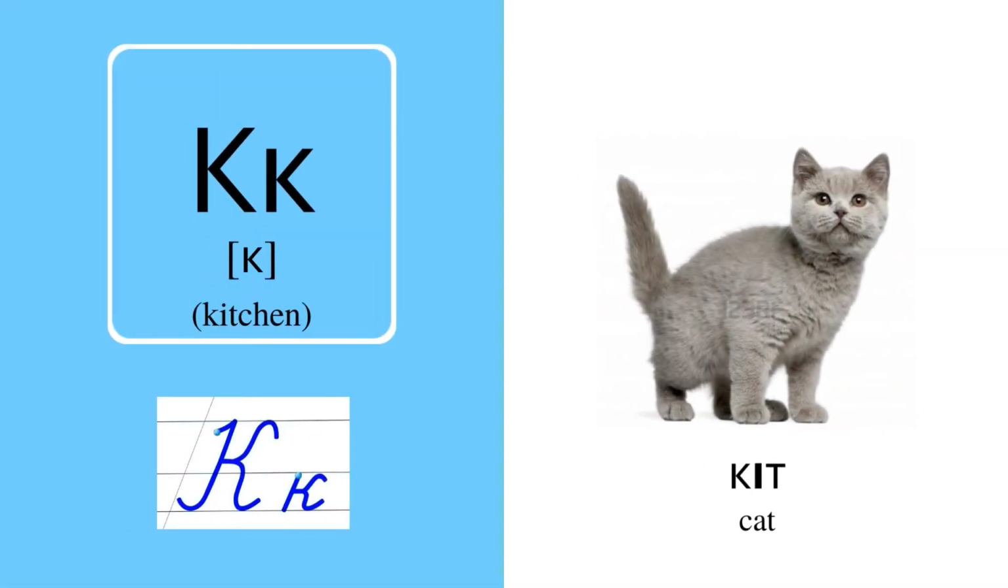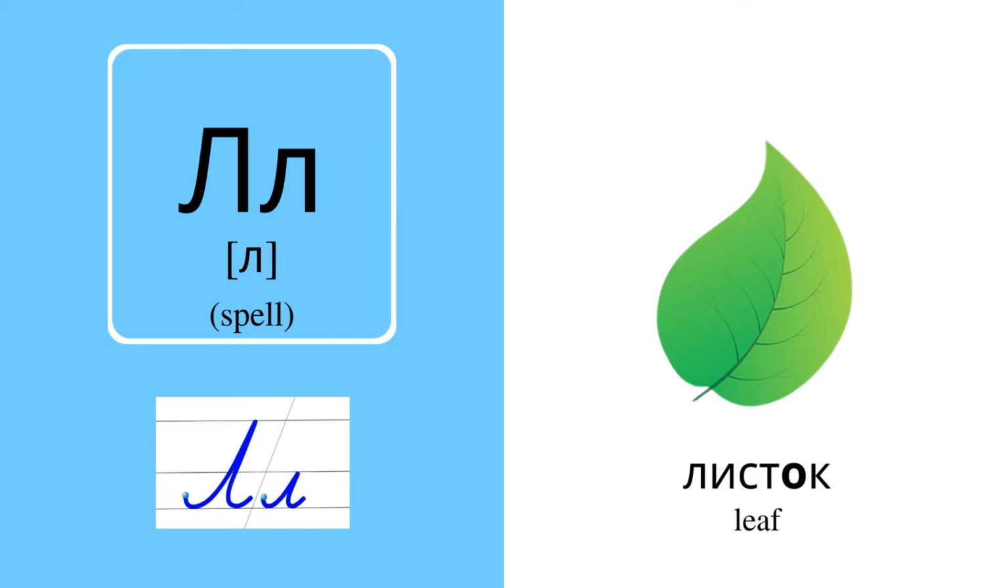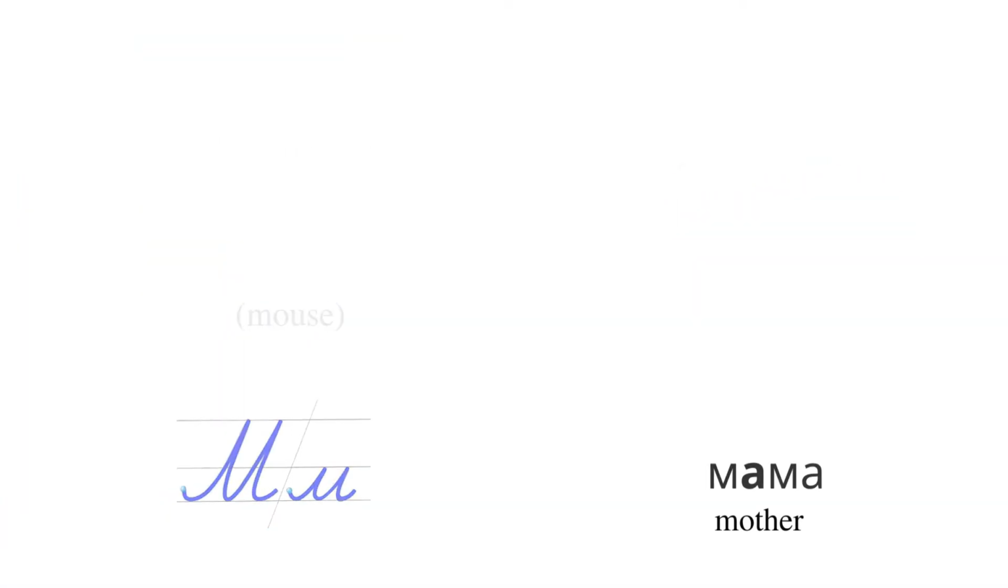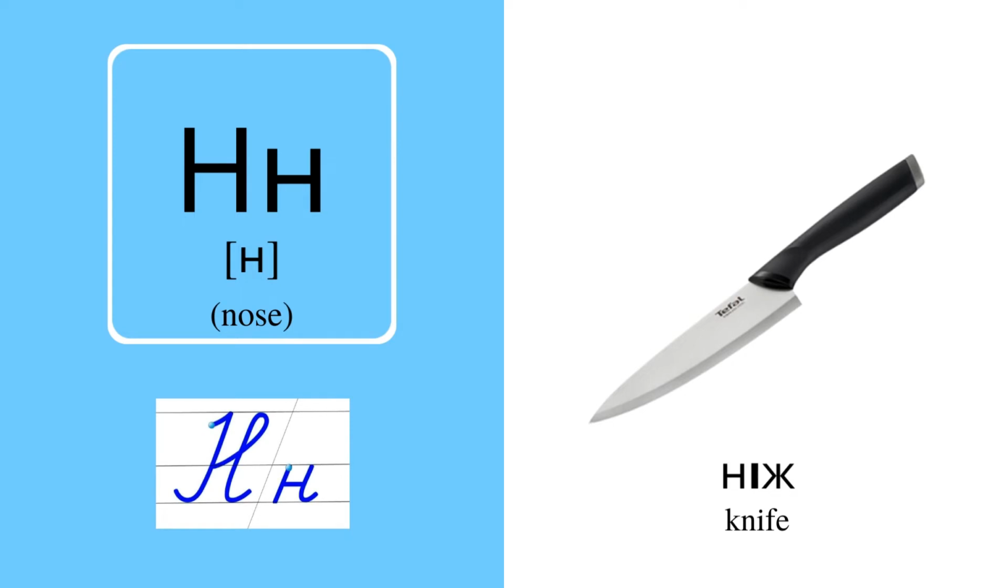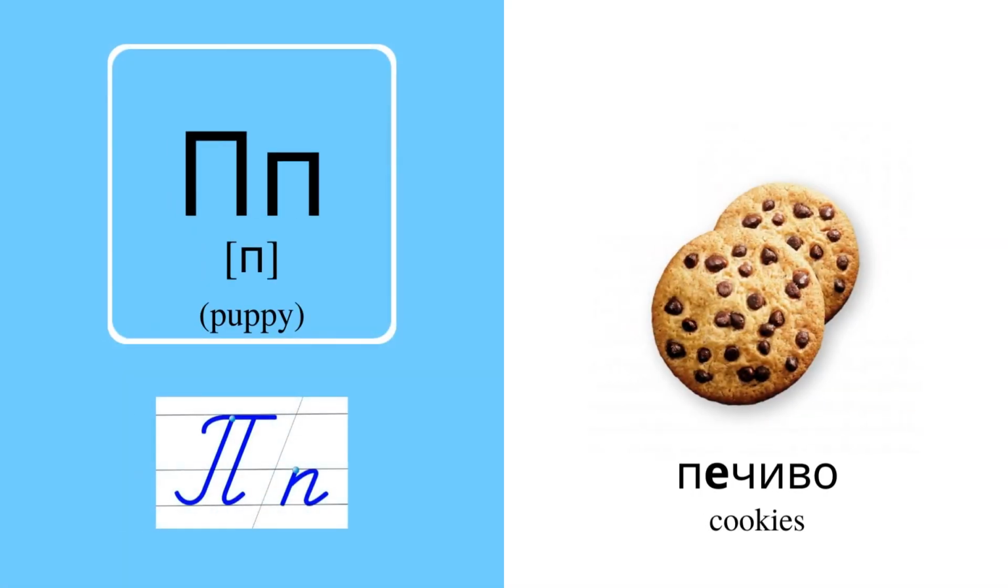К denotes sound K, like in kitchen, for example, кіт. Л denotes sound L, like in spell, for example, листок. М denotes sound M, like in mouse, мама. Н denotes sound N, like in nose, for example, ніж. О denotes sound O, like in honest. Окуляри. П denotes sound P, like in puppy, печиво.